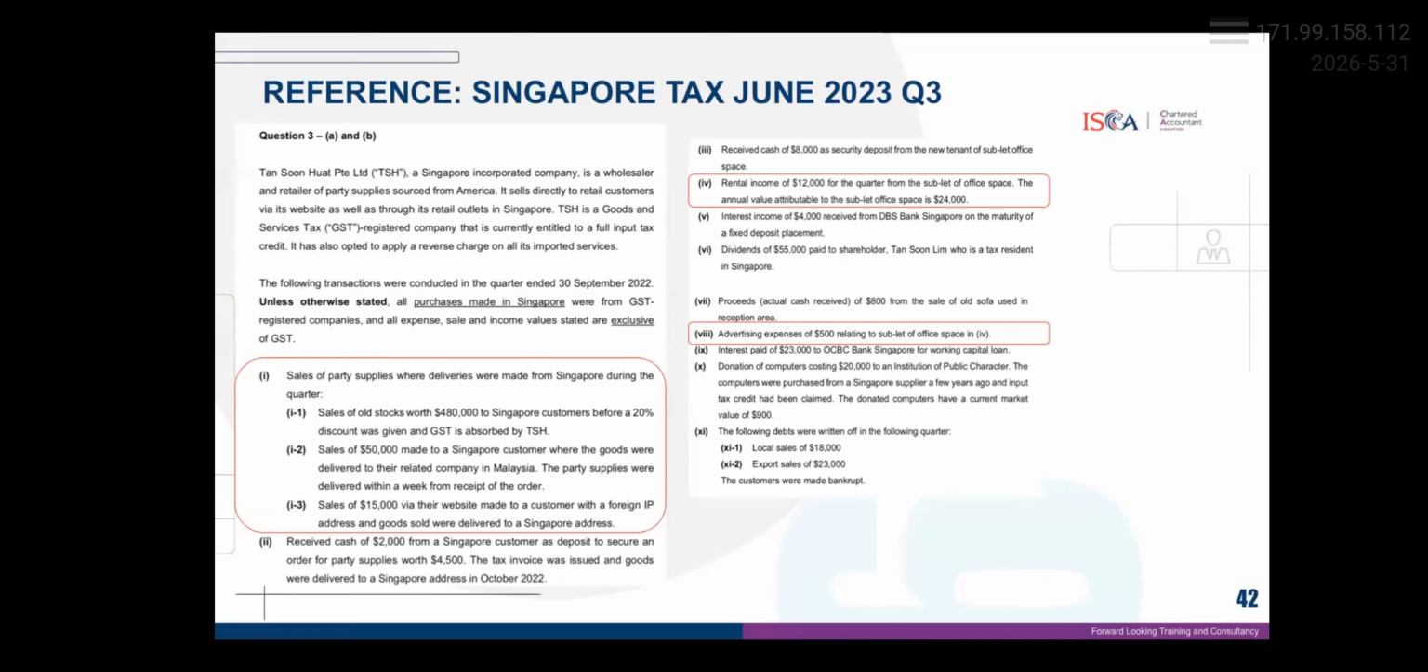The following transactions were conducted in the quarter ended 30th September 2022. Unless otherwise stated, all purchases made in Singapore were from GST registered companies, and all expenses, sales and income values stated are exclusive of GST. So I'm going to pick on a few questions that are highlighted here in the red box, and to see what is the GST implication after applying what we have learned just now.